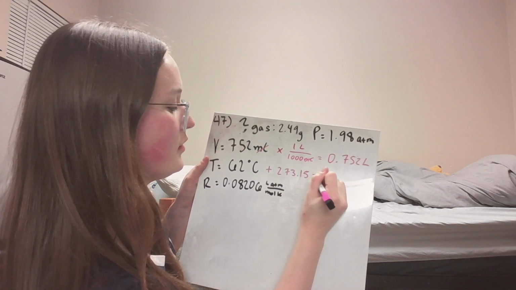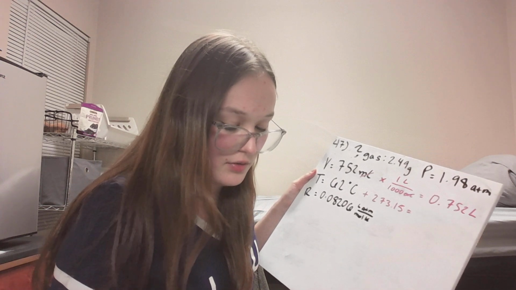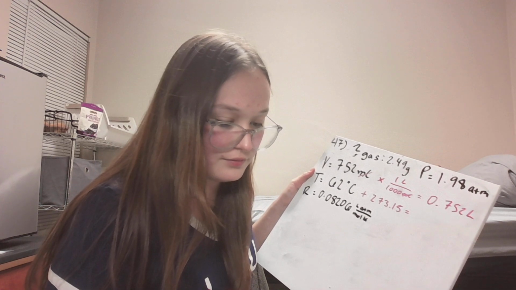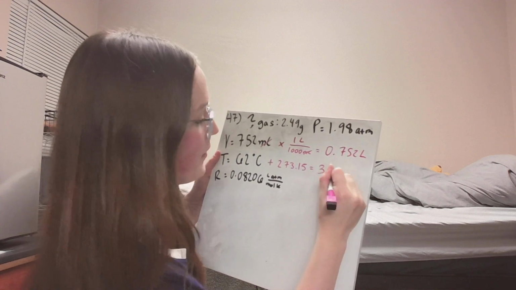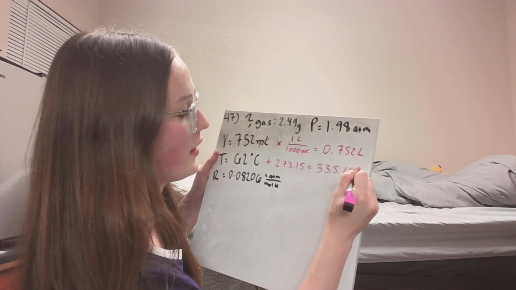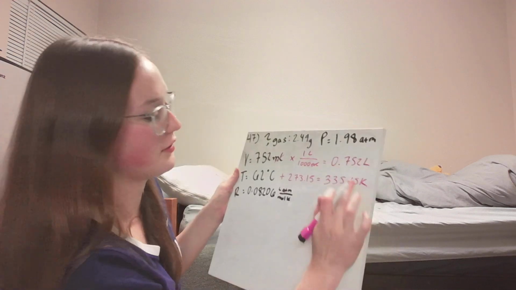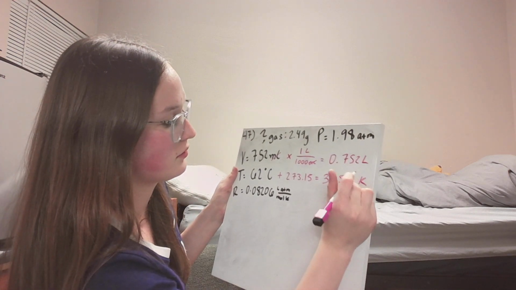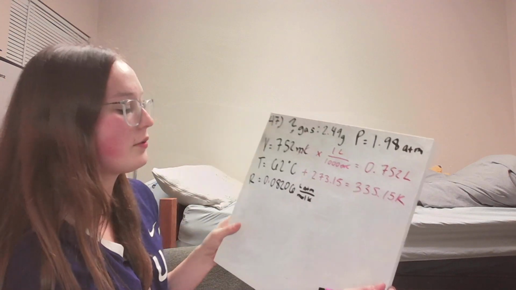Now, to convert temperature, we need to add 273.15 so we can get Kelvin. So we're going to get 62 plus 273.15. And that's going to get us 335.15 K. Yay! Now we have all our correct conversions.